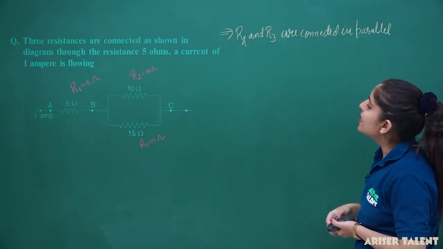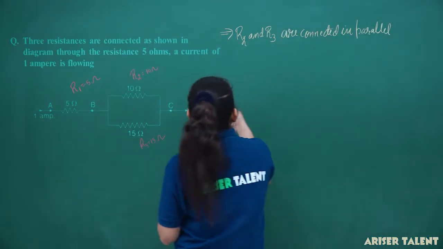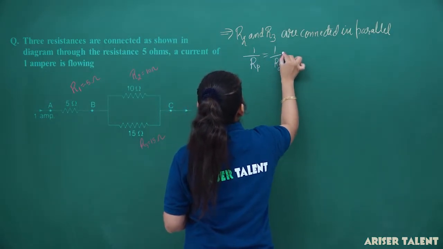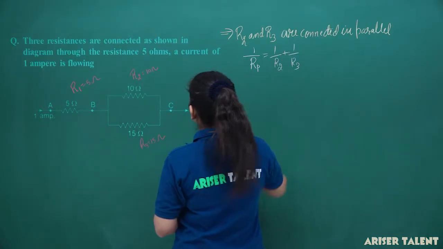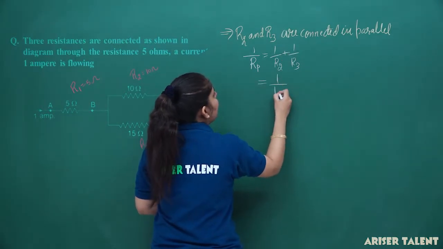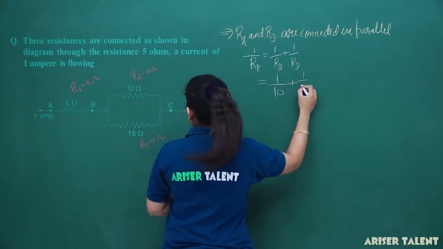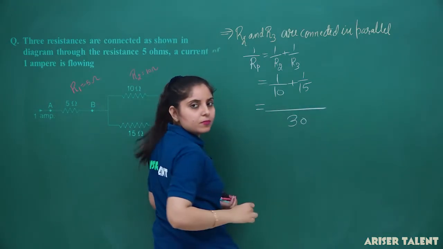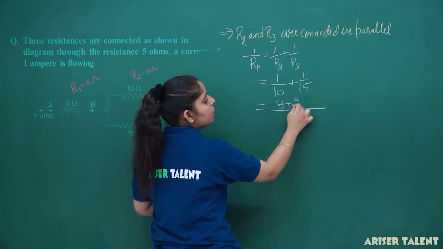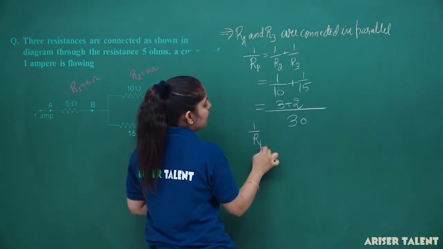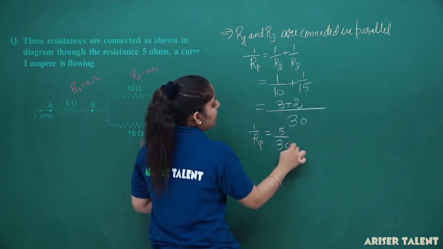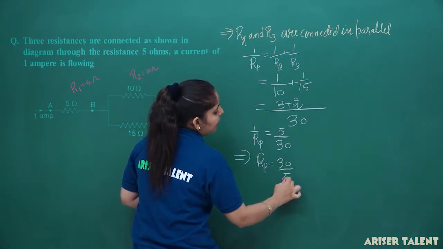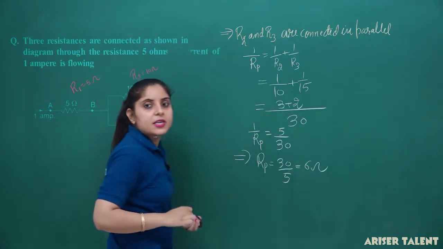If these two resistances are connected in parallel, what can I write here? I can write 1 upon Rp is equal to 1 upon R2 plus 1 upon R3, and it came out to be 1 upon Rp equal to 1 upon 10 plus 1 upon 15. What will be the LCM here? 30. Then it came out to be 3 plus 2, 1 upon Rp is equal to 5 upon 30. And what is the value of Rp here? Rp will be equal to 30 upon 5, and 30 upon 5 will be equal to 6 ohm.